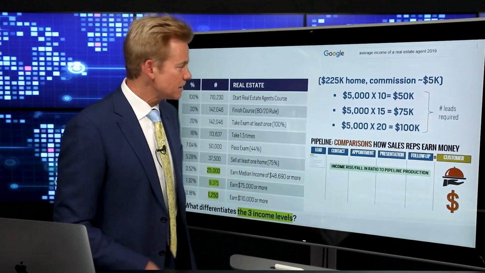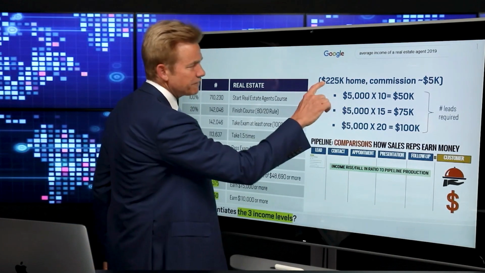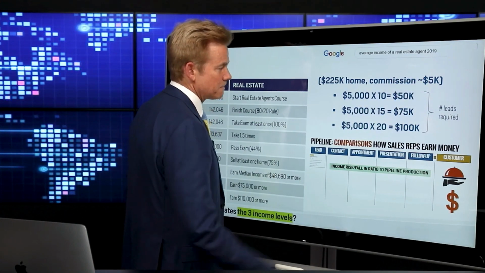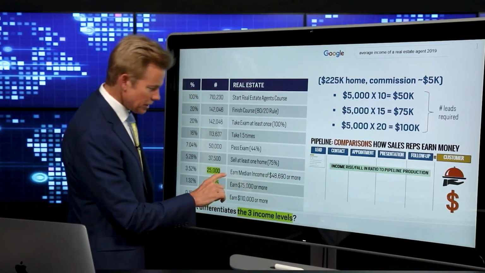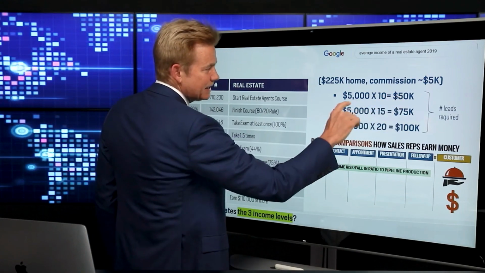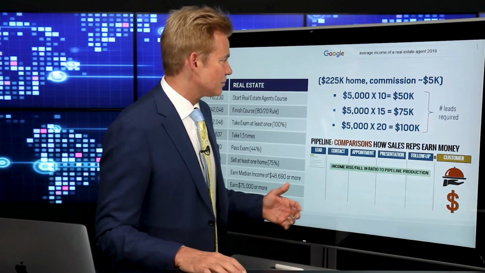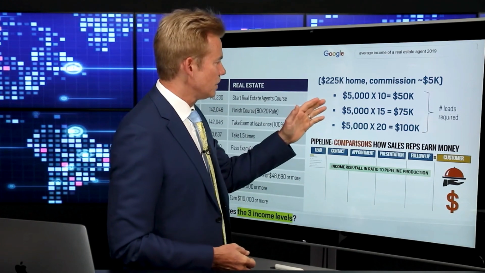Okay. So let's break this down now. $225,000 home, commission is $5,000. 5,000 times 10 is $50,000. So in order to earn this median income, they needed to sell 10 homes. Okay, so let's say that it requires 100 leads across the pipeline in order to sell 10.